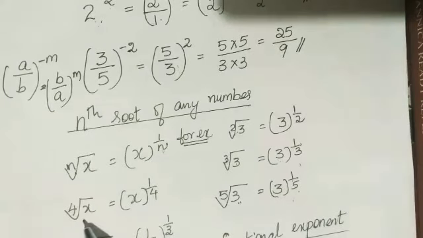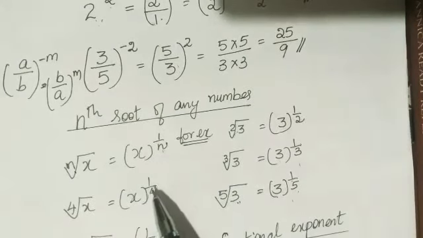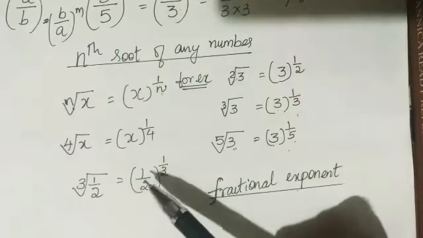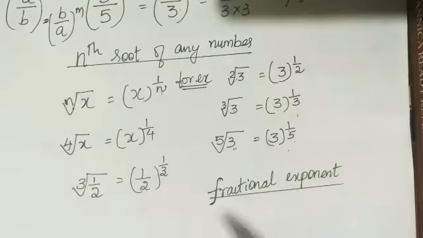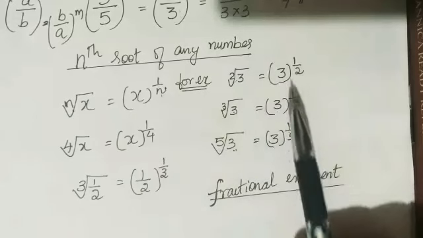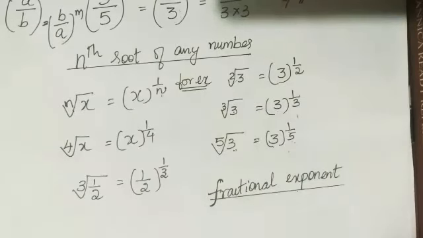So for example, what is fourth root of x here? x raised to the power 1 by 4. And what is cube root of 1 by 2? 1 by 2 raised to the power 1 by 3. You can see that in all such cases we get a fractional exponent. So nth root of any number gives you a fractional exponent. So we saw negative exponent in detail. Just take the reciprocal of the base to take off the negative sign of the exponent.